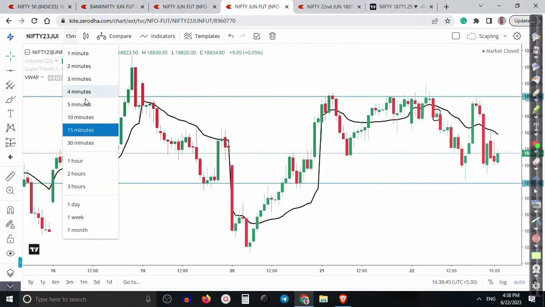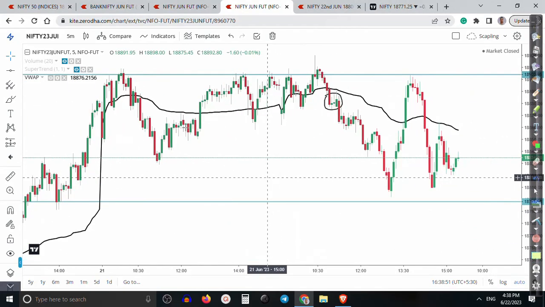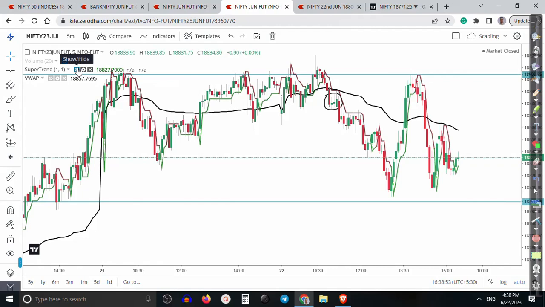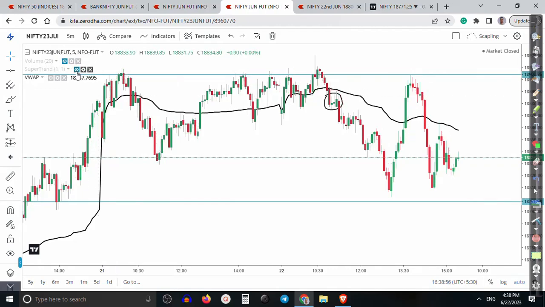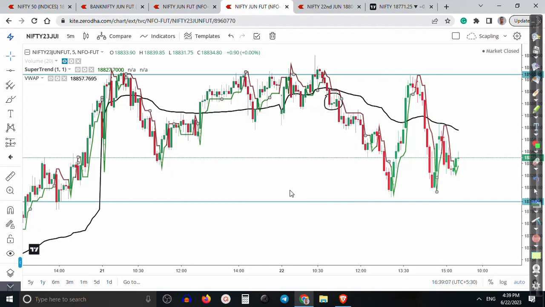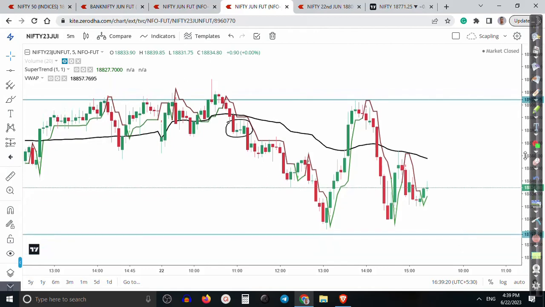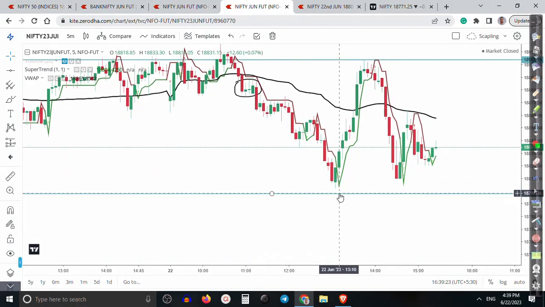Now let's see in a 5-minute chart. Okay, this is a 5-minute chart. Let me use Super Trend. Normally the Super Trend period comes as 10 or 10 and 3, but I modified it to 1 and 1 only, because we need an earlier entry point. I am applying this Super Trend near the supporting line. Now you can see that was the supporting line, like a previous support.